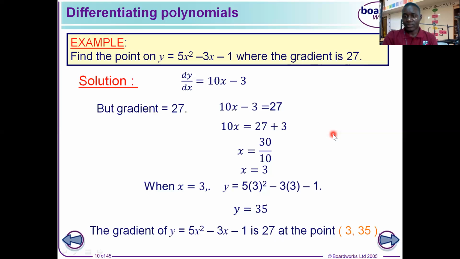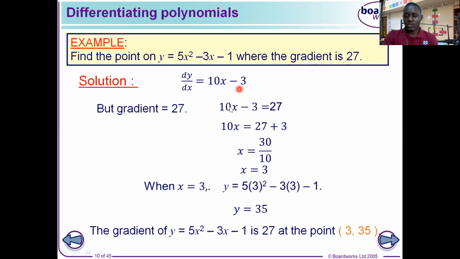But before I go, I just need to let you know that it's possible that you are given a polynomial where the degree is not 2. By the degree, I mean the power here is not 2. You can have the power as 3. And if you have the power as 3, it means that when you differentiate this function, you're going to have a quadratic. 10x minus 3 is a linear function. If you differentiate a function which has a power of 3, you're going to have something that is a quadratic.